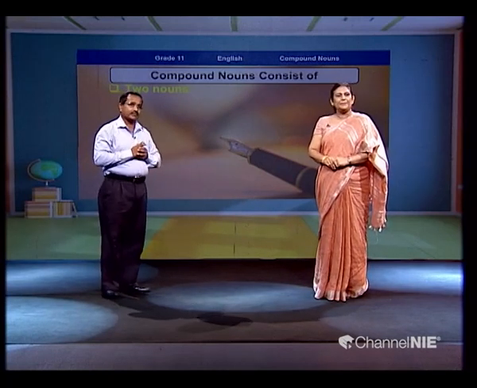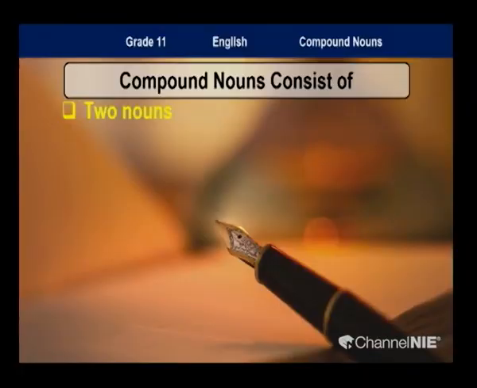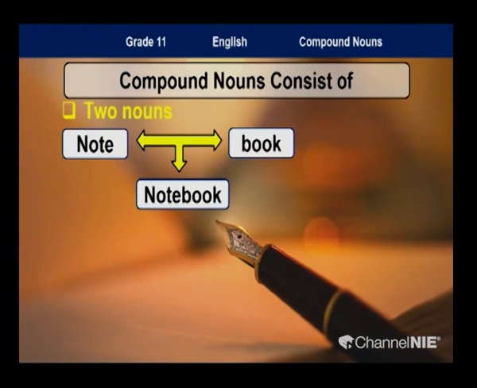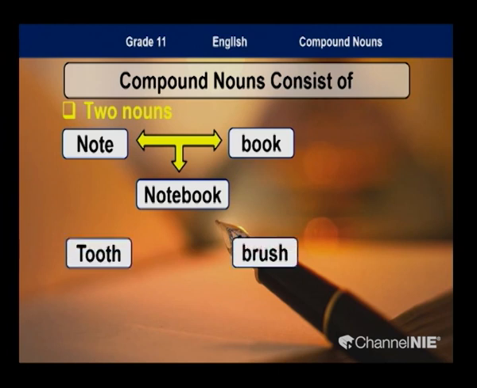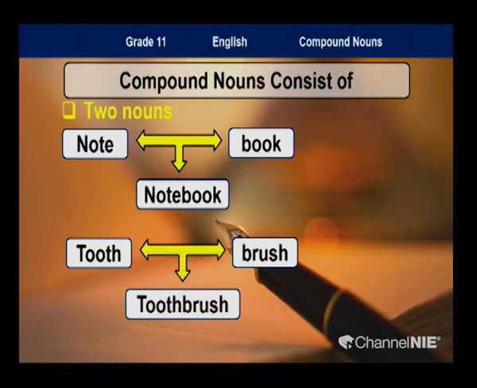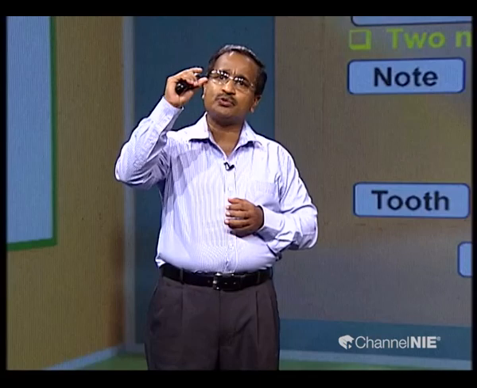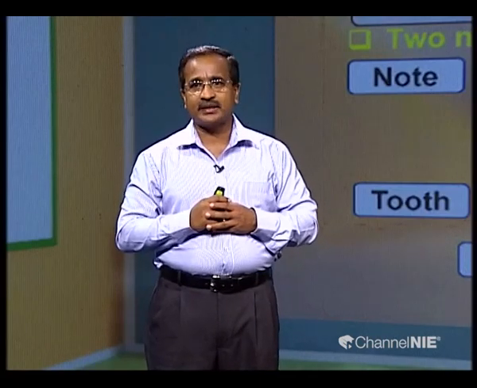Let's see the first one. There we are going to make compound nouns by adding two nouns together. Have a look at these two nouns. Yes. Note is a noun. Book also a noun. So what is the compound noun that you can generate by adding these two nouns together? Notebook. Next. Tooth. Brush. What is the compound noun? Toothbrush. Right.